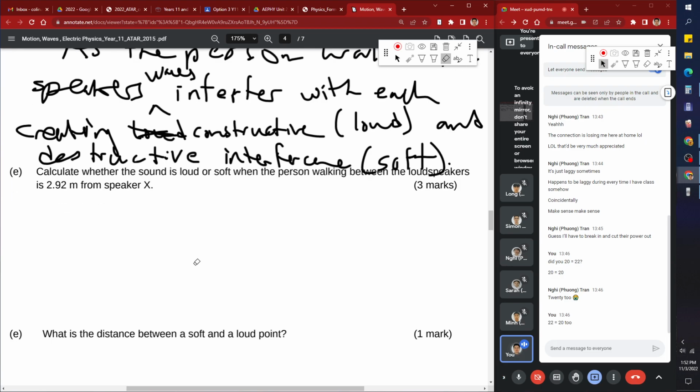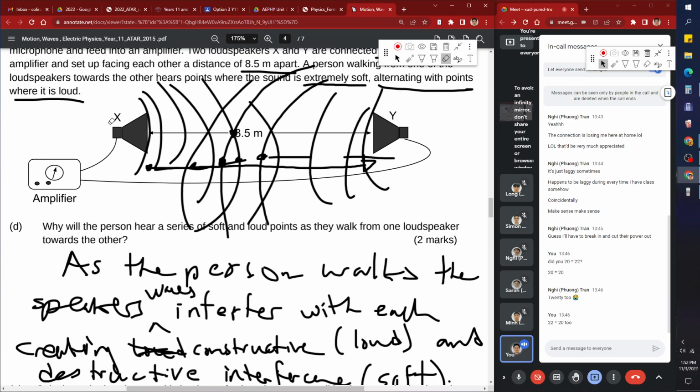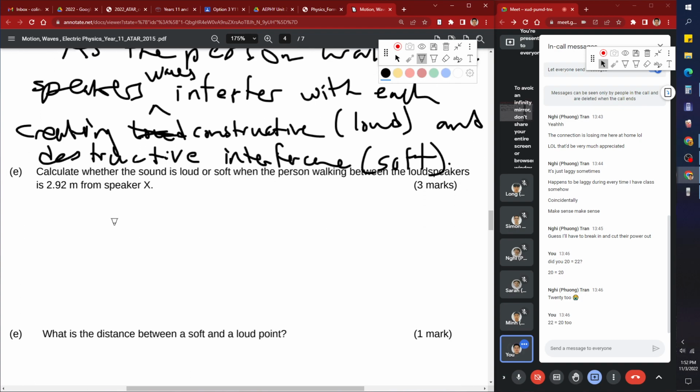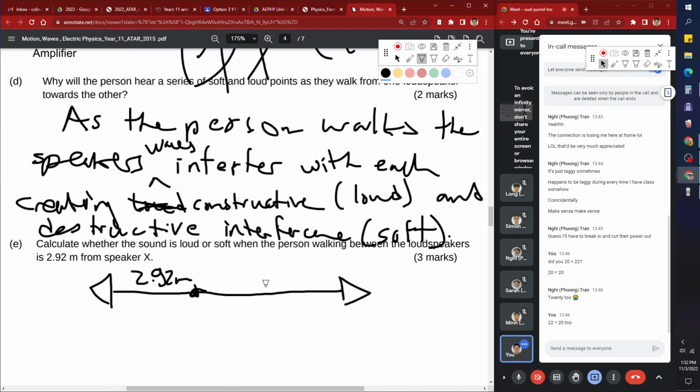Okay, part E. Calculate whether the sound is loud or soft when the person walking beneath the speakers is 2.29 meters from speaker X. Okay, let's see. 2.29 from X, right? So they're here. Just going to draw a quick diagram. Here they're 2.29 meters. And then how far are they away from the other speaker? Remember, the total length between them is 8.5 meters, right? So this side is going to be 8.5 minus this length.